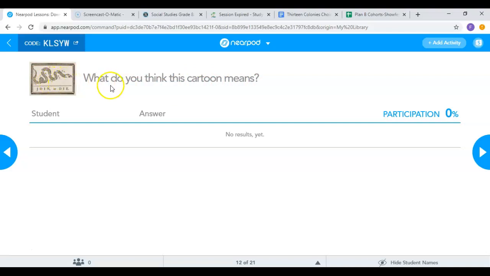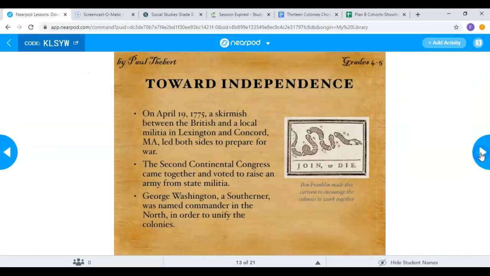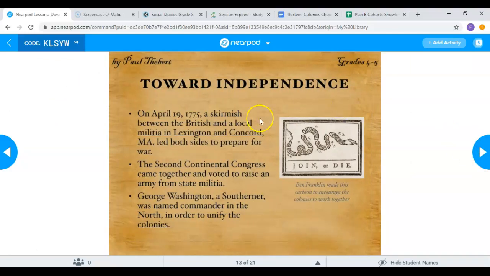His idea was that by putting this out there as a political cartoon, he's basically saying if we don't join together as the 13 colonies, then there's no way we're going to be successful against the great British government or the British Army. So his idea was to say, join me in this fight or we're all going to die. Pretty dramatic, but possibly very effective.